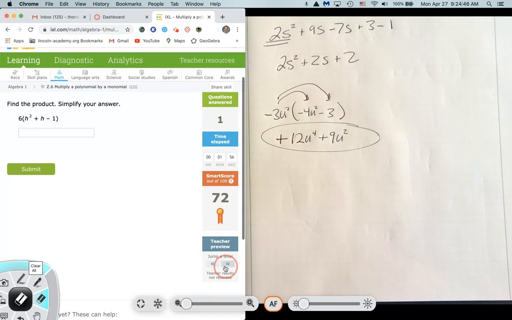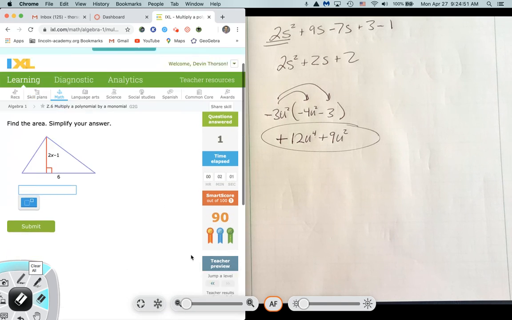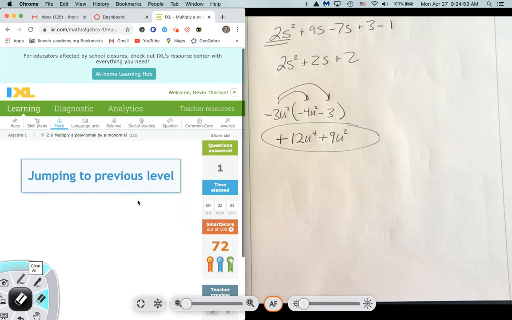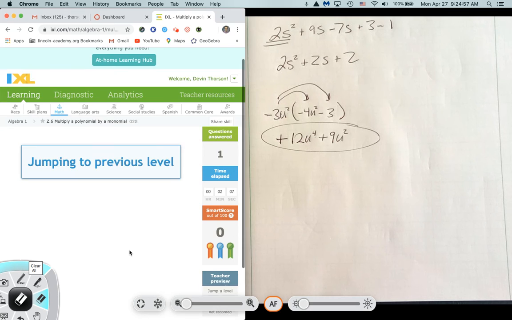I'm going to jump to one that hopefully is a little harder, a little higher up there. You're not going to see those, I don't think. So let's go back to, they're going to do it again. They're just going to give me the exact same ones.